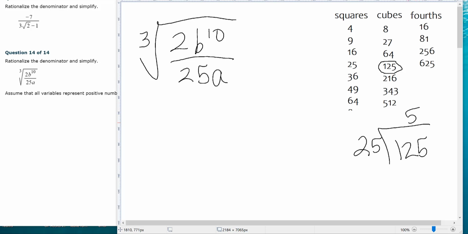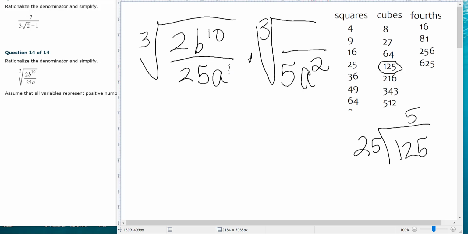So I need to multiply the top and bottom by another cube root, because you can only multiply a cube root times a cube root. I need to multiply this 25 times 5. And I only have a single a, but I need something that 3 will go into. So if I include a to the second, I'll have a to the third. So watch how this works. If I do the bottom, I have to do the top also. So I've selected to multiply the top and the bottom by 5a squared.